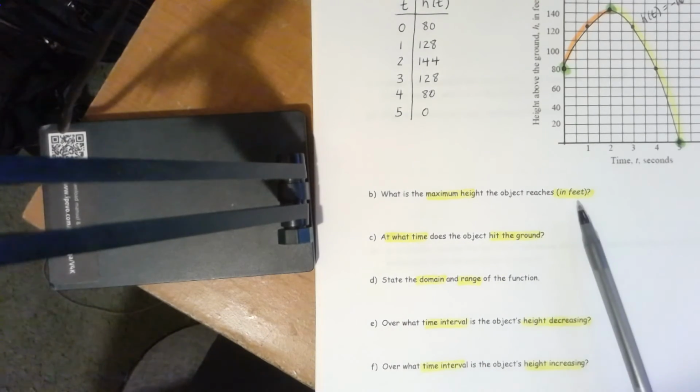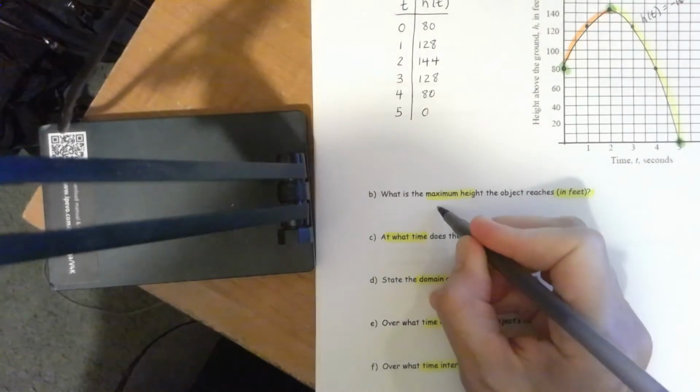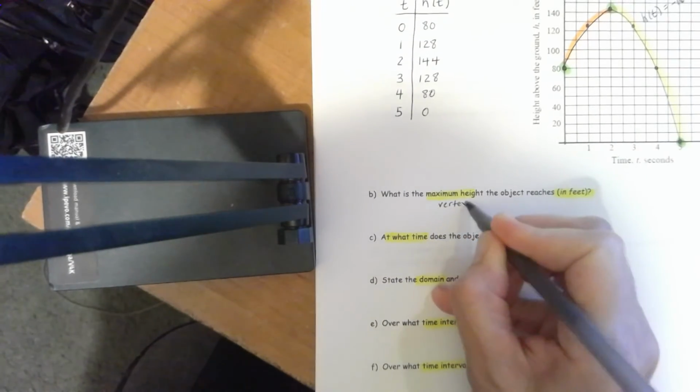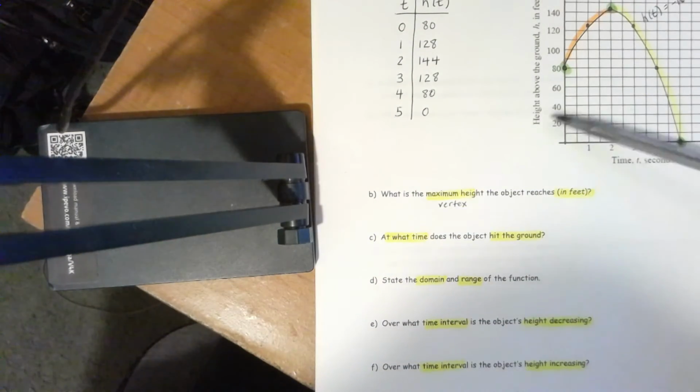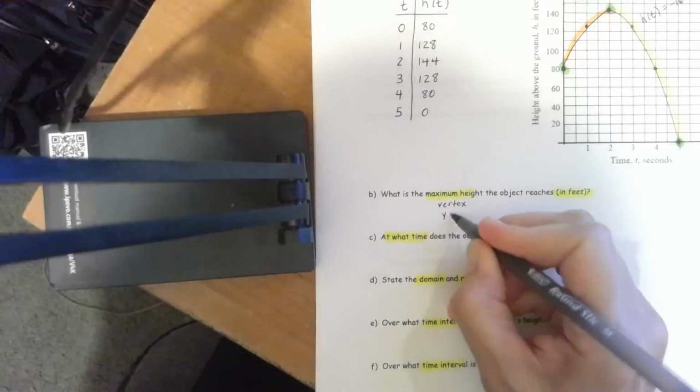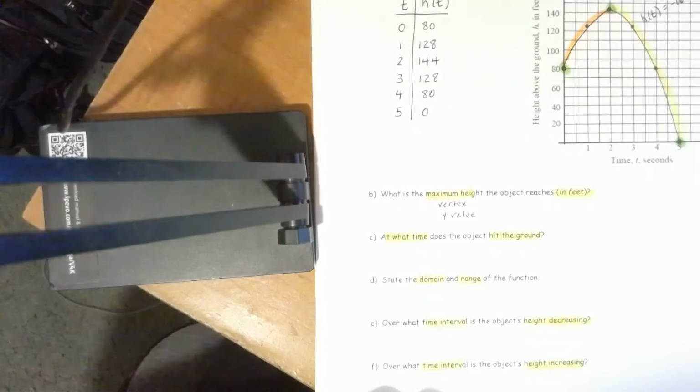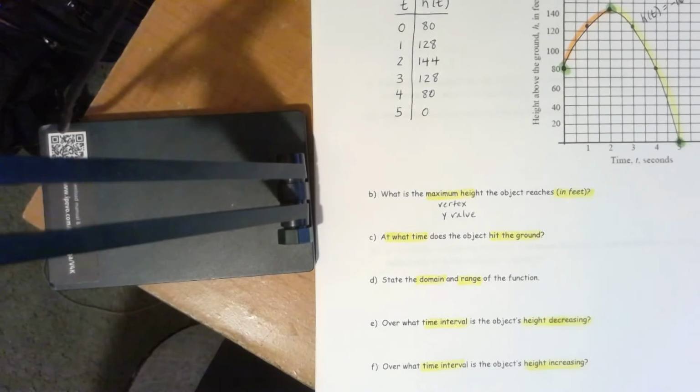Okay, our first question is, what's the maximum height the object reaches in feet? Remember, when we're looking for the maximum height, we're looking for the vertex, and height is our y values. So we're looking for the y value of the vertex. In this case, we don't even have to do any algebraic work. We simply look at the vertex of this graph, and we realize that the y value of it is 144.